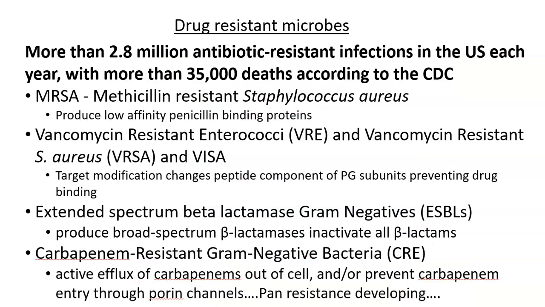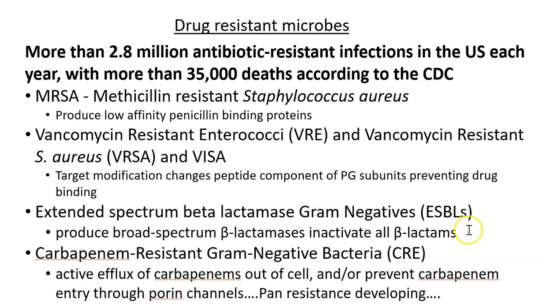And just to show you, these drug-resistant microbes are really becoming a bigger and bigger problem. The CDC estimates that we're looking at almost 3 million infections of antibiotic-resistant microbes every year, and this is resulting in more than 35,000 deaths. This can range from things like MRSA, where you've got your methicillin-resistant Staph aureus, and these guys are producing penicillin-binding proteins that do bind to the drug and make it no longer effective, to things like vancomycin-resistant Enterococcus and Staph aureus.